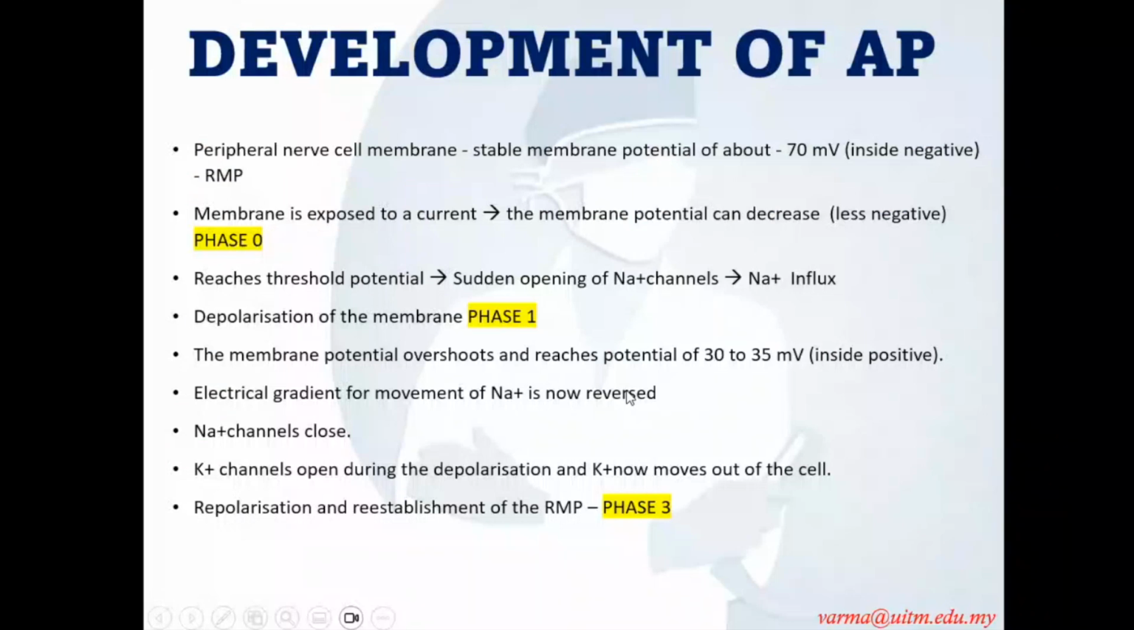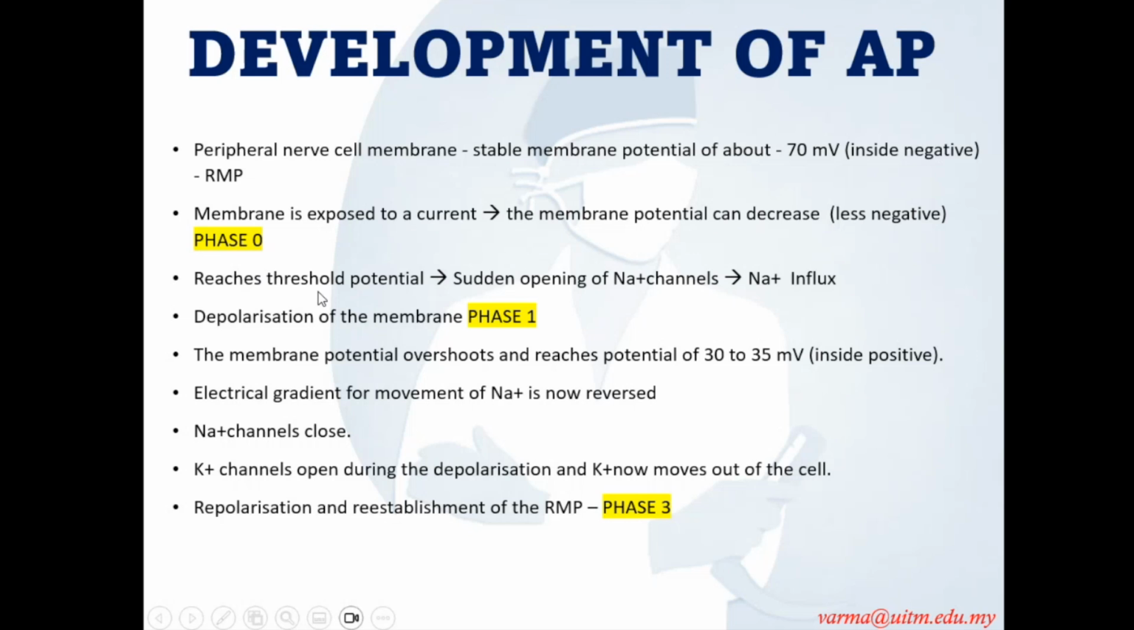So from the resting membrane potential, how is action potential developed? Peripheral nerve cell membrane, from a stable membrane potential of negative 70 millivolt, is exposed to a current. Current means there's a stimulus. So the membrane potential can decrease, from negative 70 to negative 50, negative 40, less negative. They're going towards 0, which is how I remember phase 0, because they are moving towards 0, being less negative or more positive.